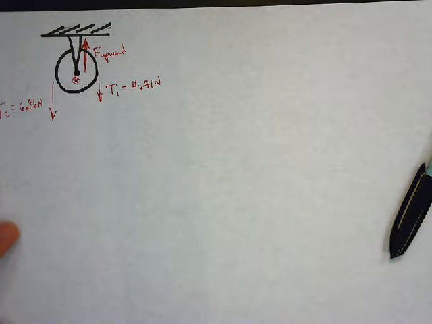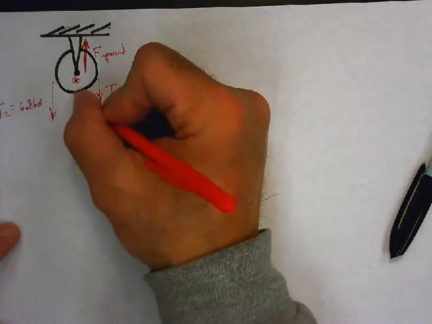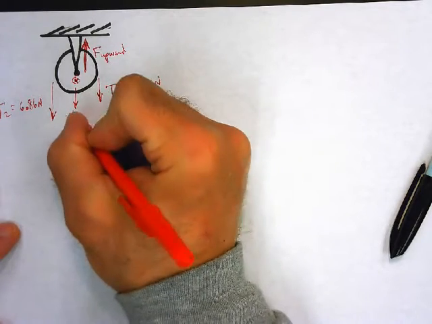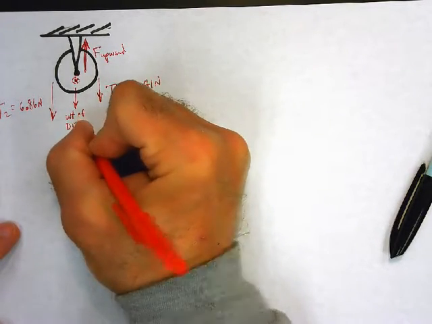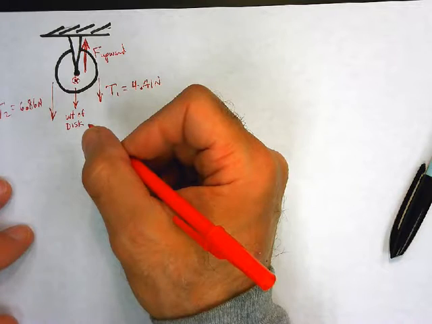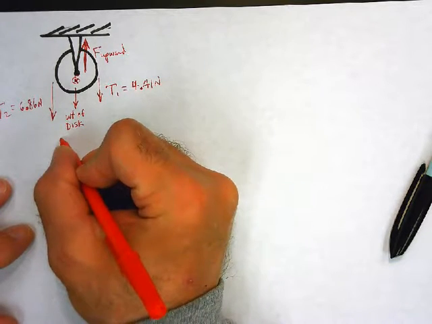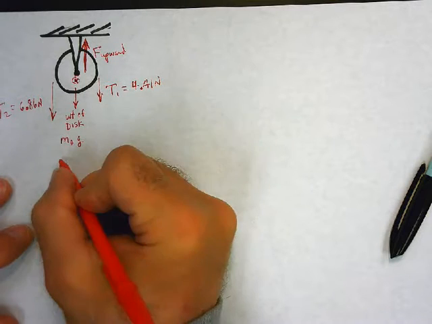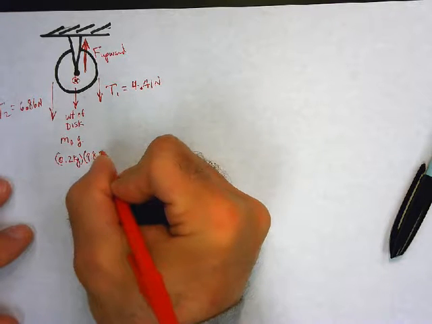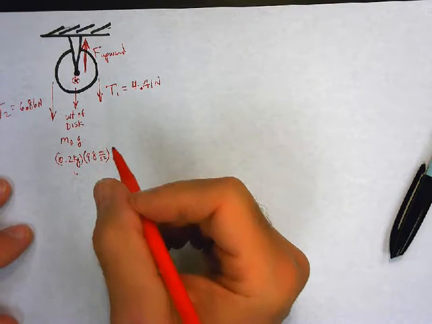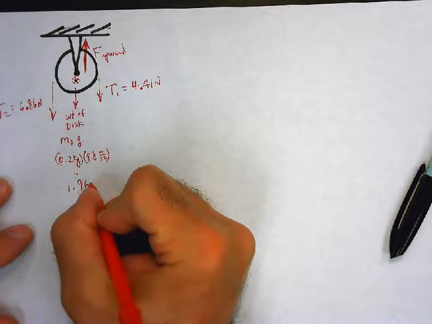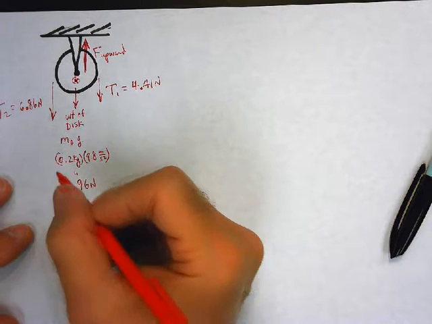We also have the weight of the disc itself. Now the weight of the disc, or the pulley, it was a 0.2 kilogram mass, right? So that'd be mass of the disc times g. So that'd be 0.2 kilograms times 9.8 meters per second squared. And that gives us 1.96 newtons for the weight of the disc.